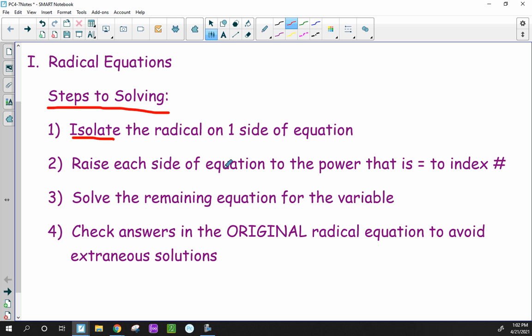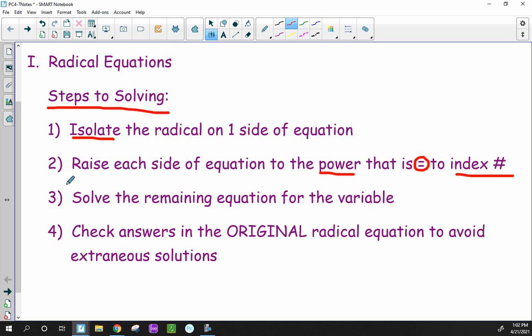Step 2. Pay attention to the index number. Raise each side of the equation to a power that's equal to the index. So if you have a fourth root problem, an index number of 4, you want to raise both sides of the equation to a power of 4 because those are inverses of each other, and it will allow you to get x out from underneath the radical.